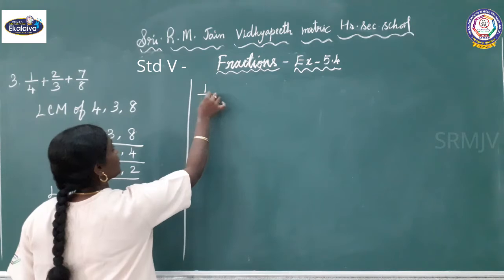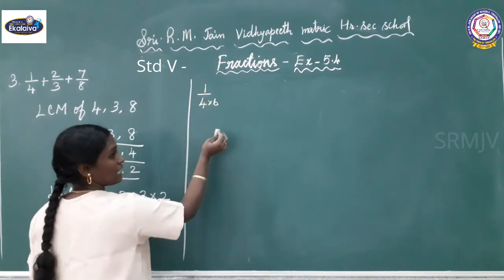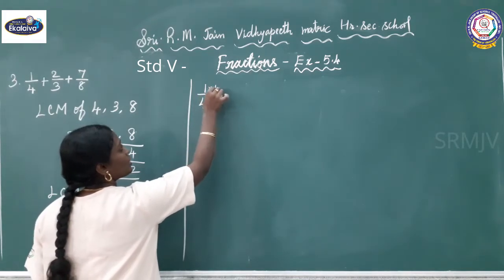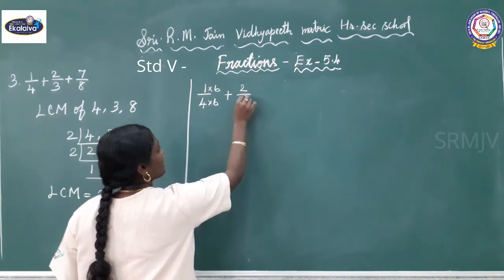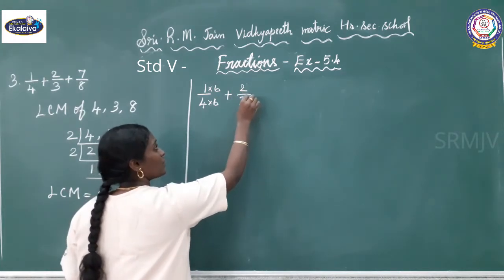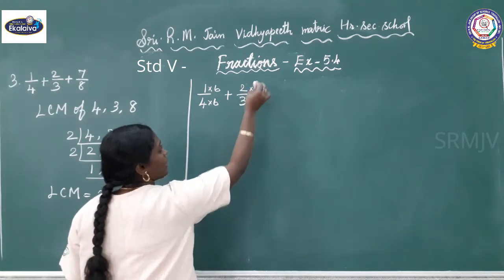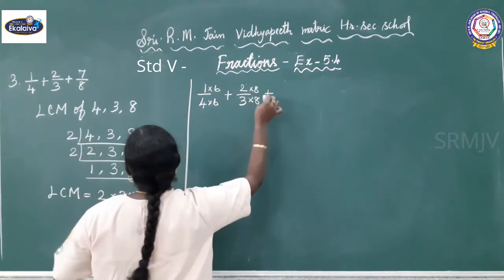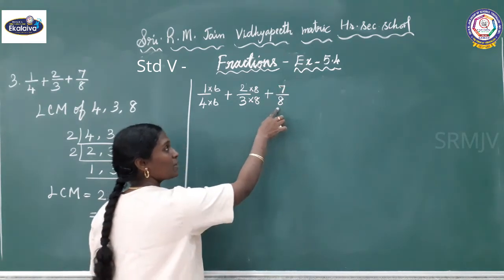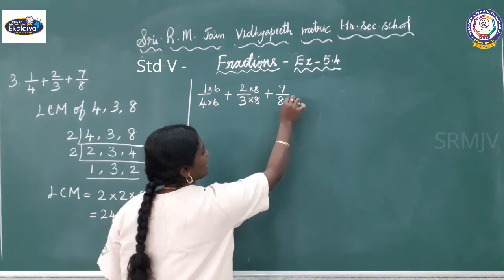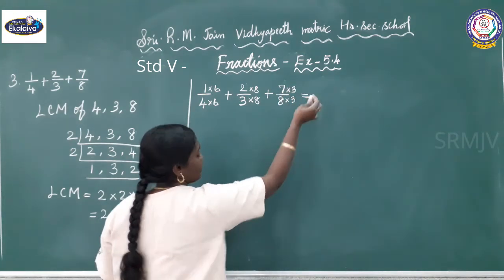So the first fraction is 1 by 4. In 4 table when you will get 24? 4 6s are 24. So we have to multiply the numerator by the same number 6. Then the second fraction is 2 by 3. In 3 table when you will get 24, 3 8s are 24. So we have to multiply the numerator by the same number 8. Then the third fraction is 7 by 8. Here in 8 table when you will get 24, 8 3s are 24. So by the same number we have to multiply the numerator.